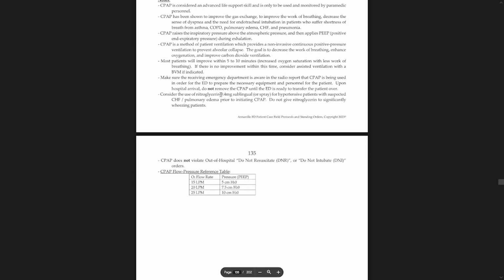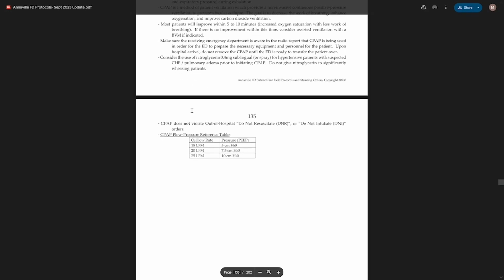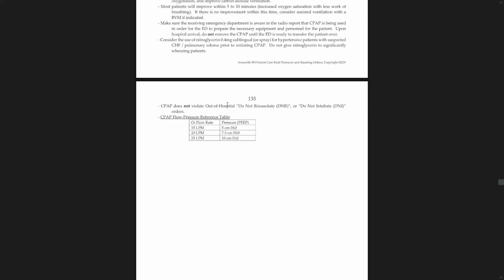Consider the use of nitroglycerin 0.4 milligrams sublingually or spray for hypertensive patients with suspected congestive heart failure or pulmonary edema prior to initiating CPAP. Do not give nitroglycerin to significantly wheezing patients. CPAP does not violate DNR or do not intubate orders.